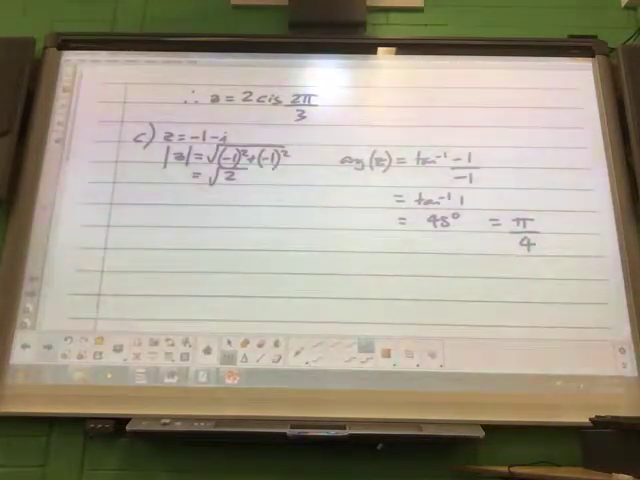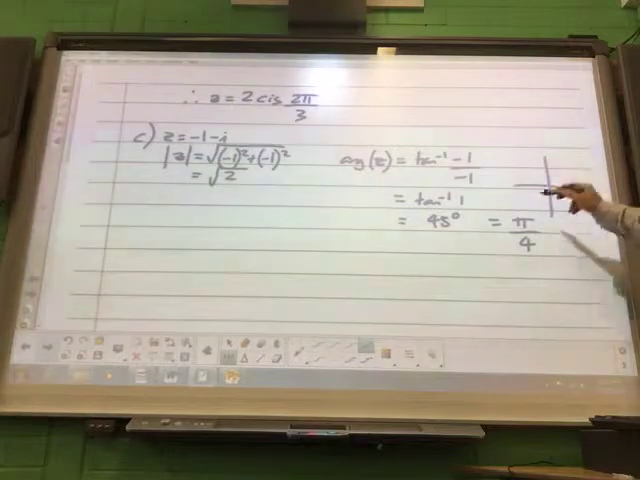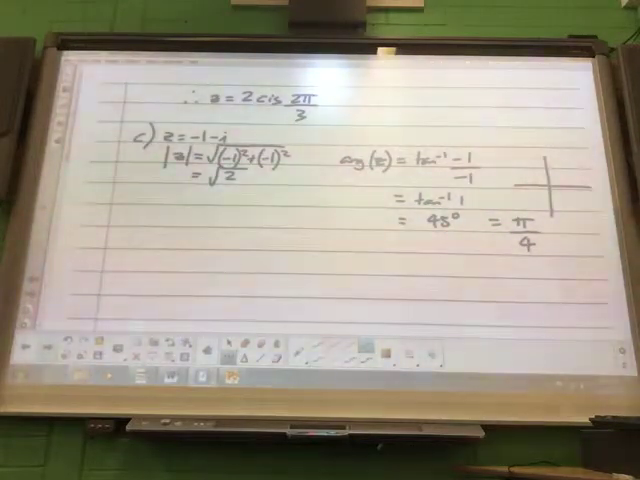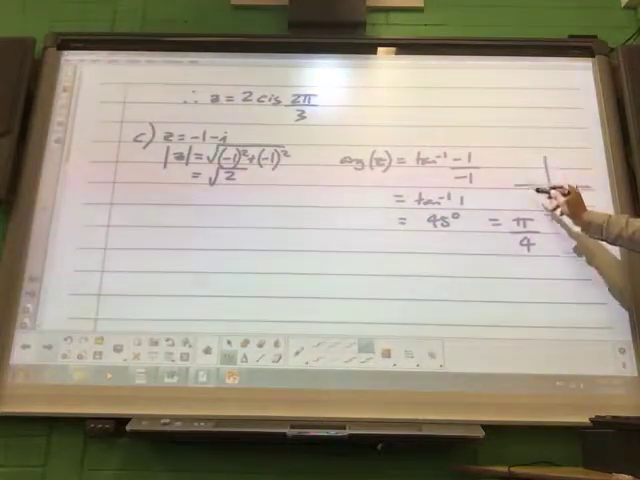Because 45 degrees is half of 90 degrees, correct? And 90 degrees is half of 180 degrees. So 180 degrees is pi, half of 180 is pi on 2, and then half that again is pi on 4. So let's look at your quadrant. The complex number -1 take away i is in which quadrant? Third. -1 take away i.